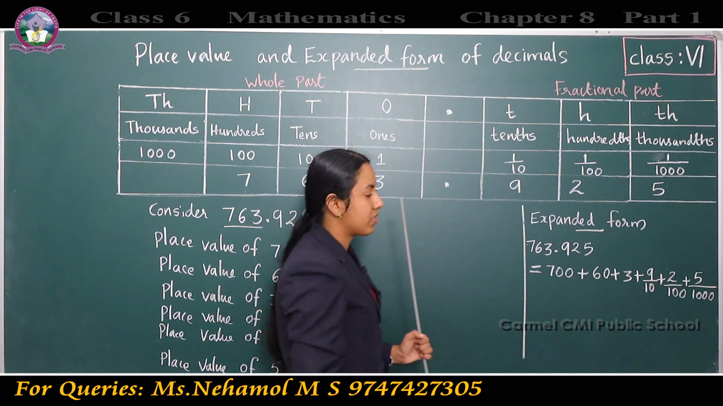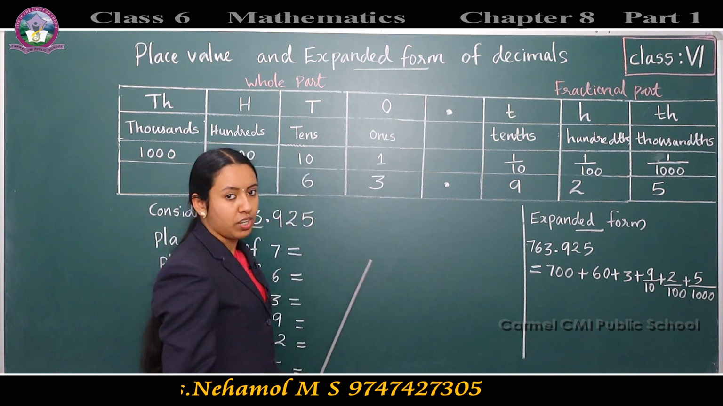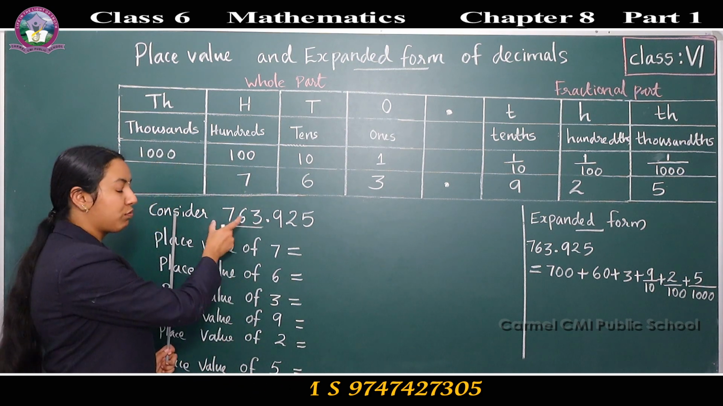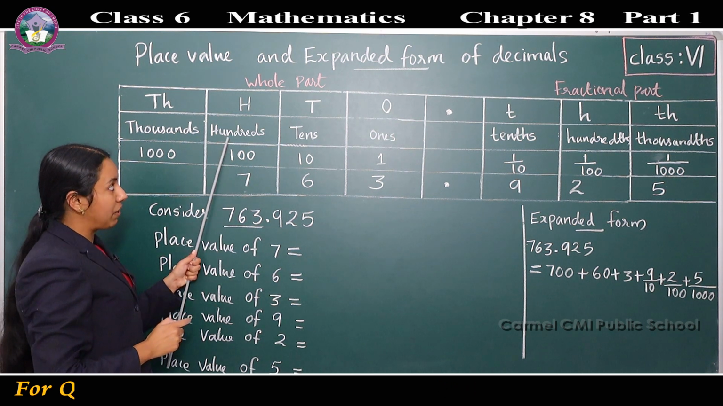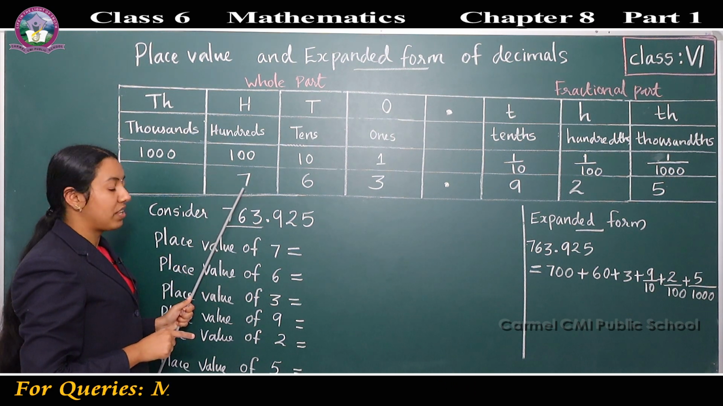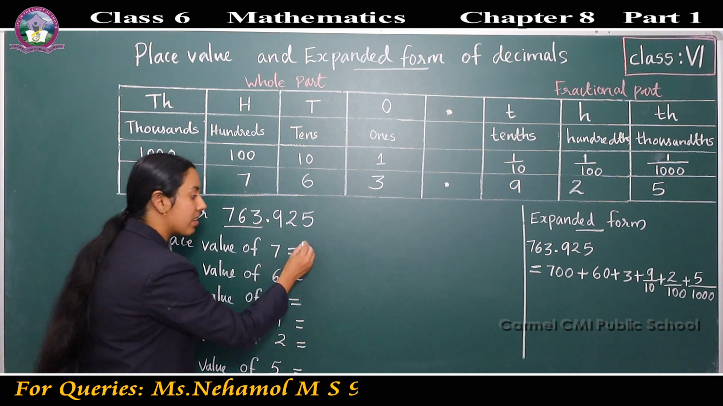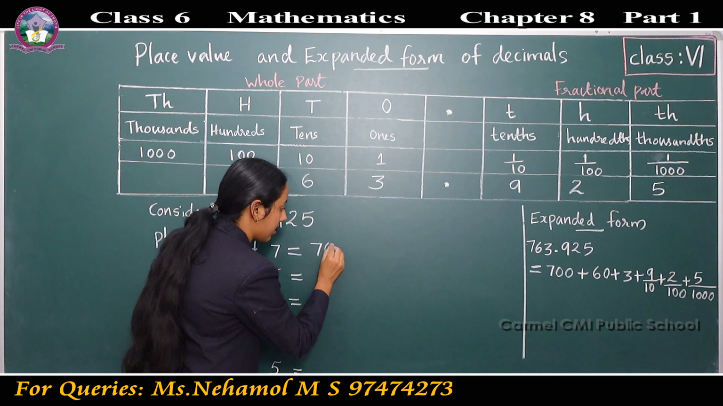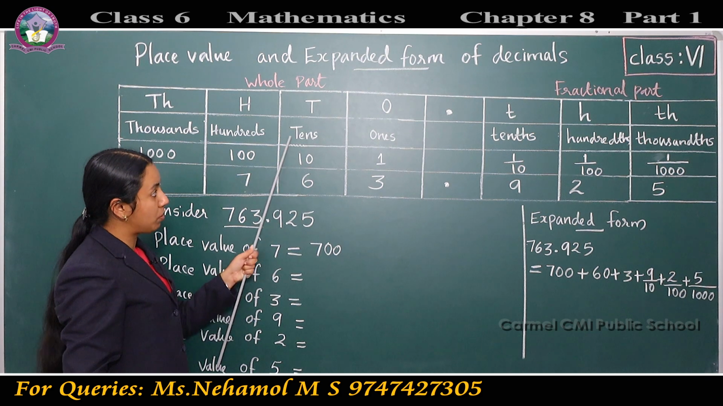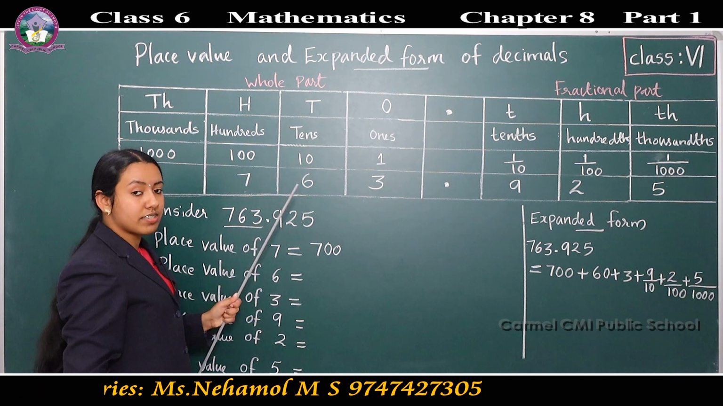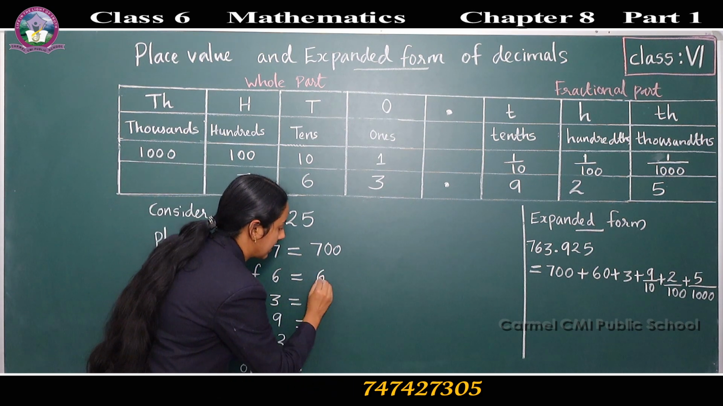763.925. Now we have to find the place value of each digit in this number. First number 7. 7 belongs to the place of hundreds. So what is the place value of 7? 7 hundreds are there. That's how the place value of 7 is 7 into 100, that is 700. Then what is the place value of 6? 6 belongs to the place of tens. 6 tens are there. So the place value of 6 is 6 into 10, 60.